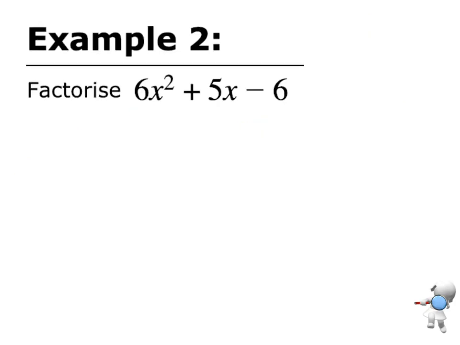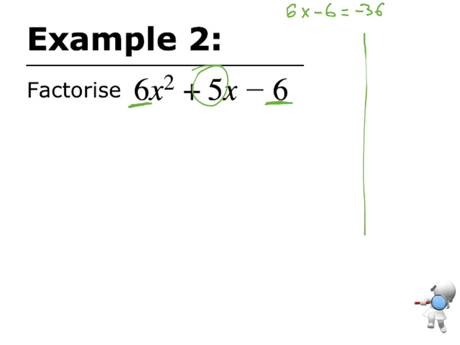Let's try this process again with a second example. This is a little bit more challenging, but it's exactly the same process. What we need to do is take the value of a and the value of c and multiply them. So 6 times negative 6 is negative 36. So I want to find two numbers that multiply to negative 36 and add to 5.